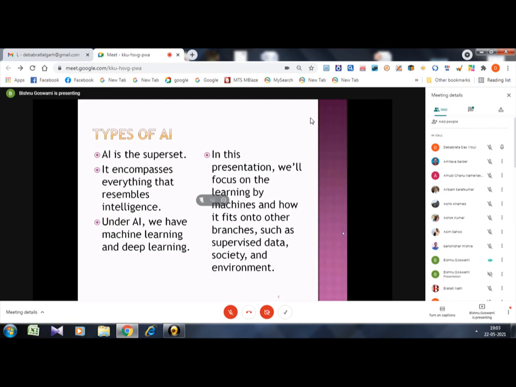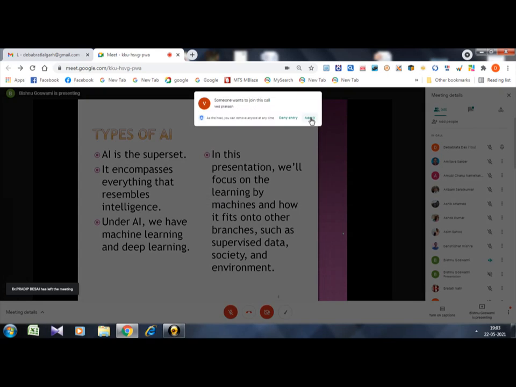Now if we look at the types of AI, we can consider AI as a superset. So what is a superset? In logic theory, we know that a superset is a set that contains other subsets. So this AI encompasses everything that resembles intelligence. And in the traditional context of AI, we have machine learning and deep learning.